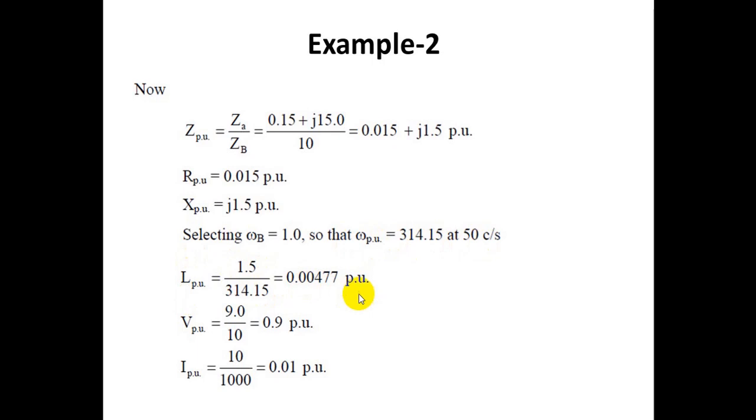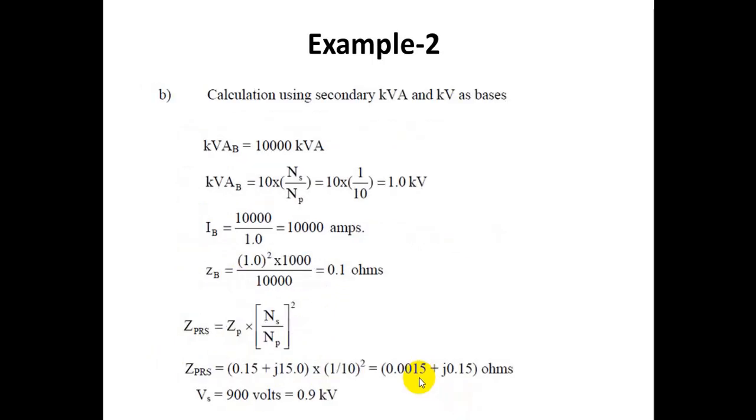it is equal to 0.00477 per unit. And voltage per unit will be equal to its actual value divided by base value, which is 0.9, and current per unit will be equal to 0.01 per unit, so its actual value is divided by the base values. So this is the first step when we have gone through the calculation using the primary parameters.